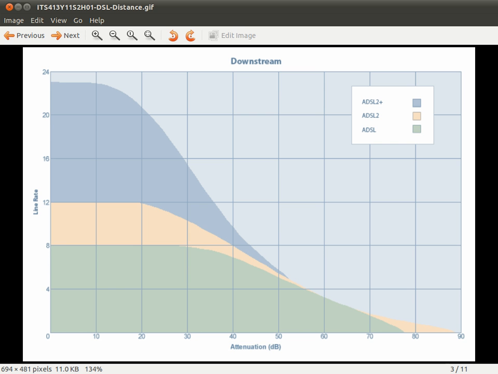And similarly, the lower the quality of your cable, the lower the maximum data rate you can achieve. ADSL 2 Plus goes up to a maximum of 24 megabits per second, but only if you have a very low attenuation, from 0 to 10 dB. At 30 dB you're down to 16. In other words, the closer you are to the exchange, the better the chance of getting a higher data rate.